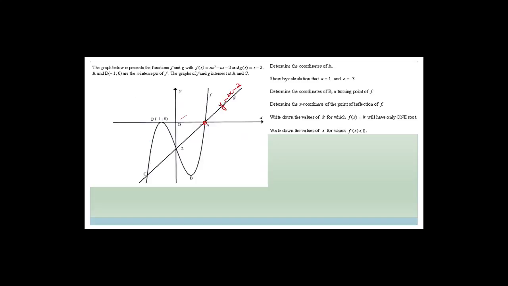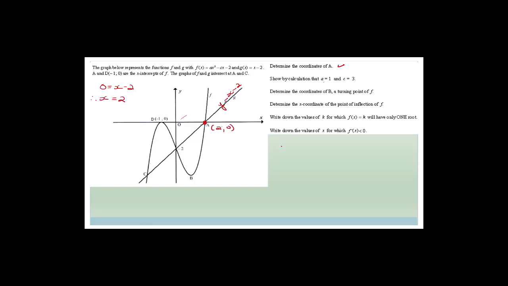So what we do is we let y equal 0, because y is 0 all the way along this line. So if y equals 0, we've got 0 equals x minus 2, therefore x equals 2, therefore the coordinates of a are 2, 0. There we go. Now it says, show by calculation that little a is 1 and c is 3.